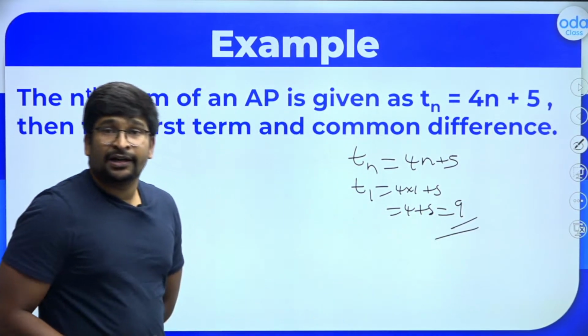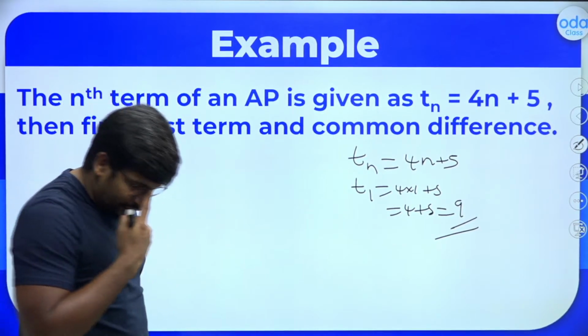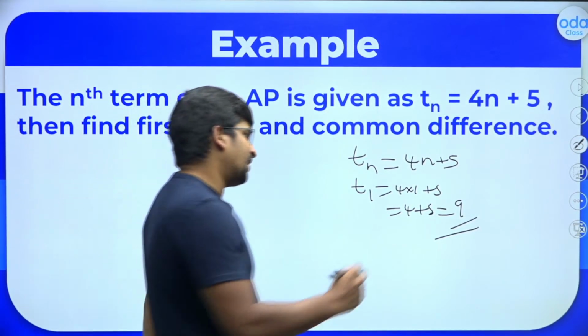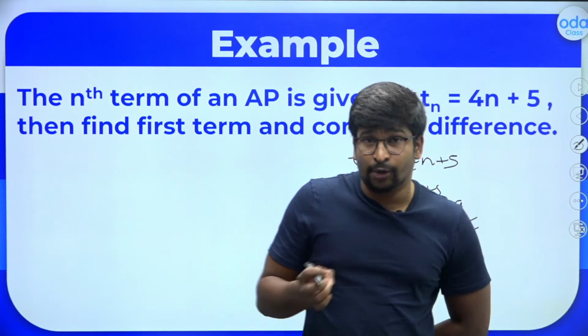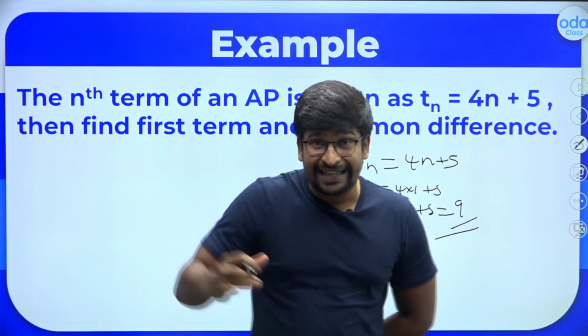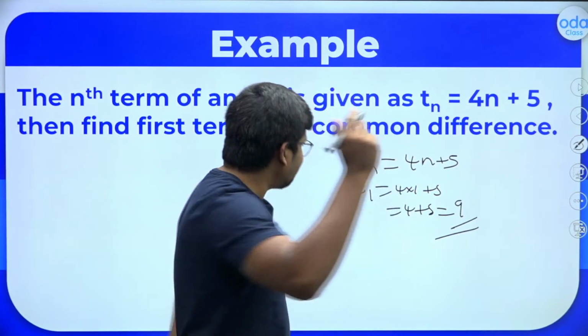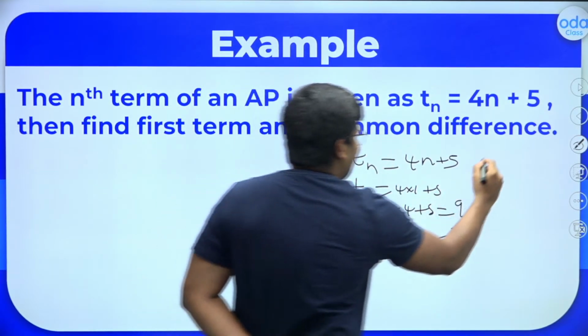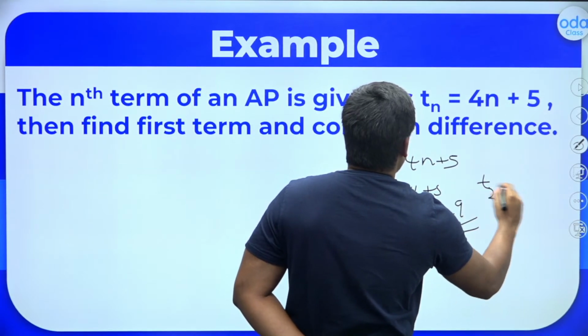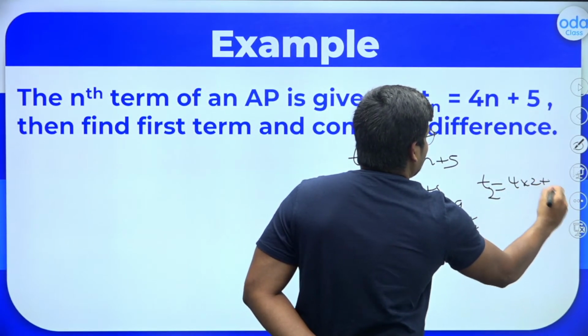Is it clear? Now you also require the common difference, right? How can you find the common difference? For the common difference, you need the second term also, because the common difference can be found by the second term minus the first term. Correct? So what will you do here? Let's find the second term also. T2 will be 4 into 2 plus 5, which is 13.